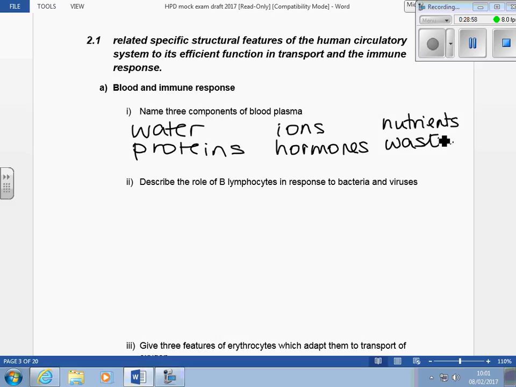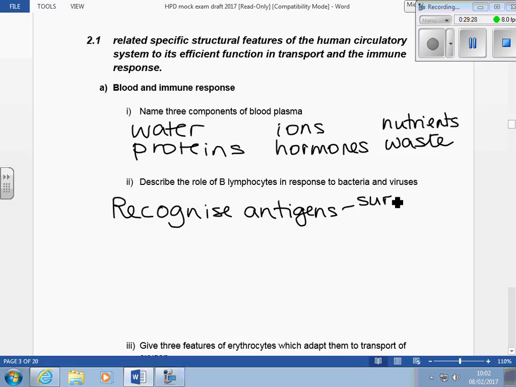Okay, I've left a lot of space for this next bit. The role of B lymphocytes. Well, first of all, they have to recognize something: antigens. So it's the recognition of antigens. Now, those might be on the surface of bacteria and viruses. They might be toxins, for example, that are released by bacteria. So you've got surface, and you've got toxins. So it's that recognition bit.